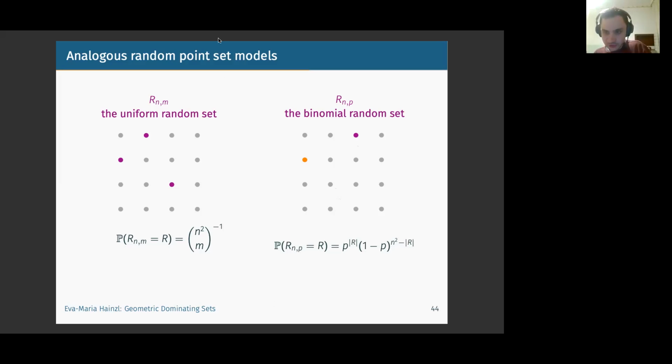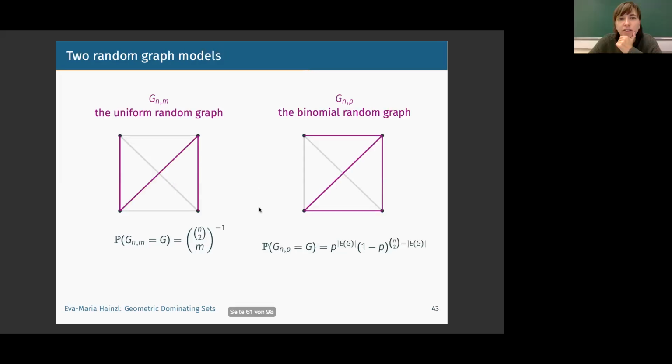Okay, just one interruption. There was a question in the chat for the uniform model for the graphs. It seems that we are regarding isomorphic graphs as different. Is this correct? Yeah. So we label the vertices, and then we have, for example, the edge 1, 2, 2, 3, and whatever. And so this set would be a different graph than this set, yes.